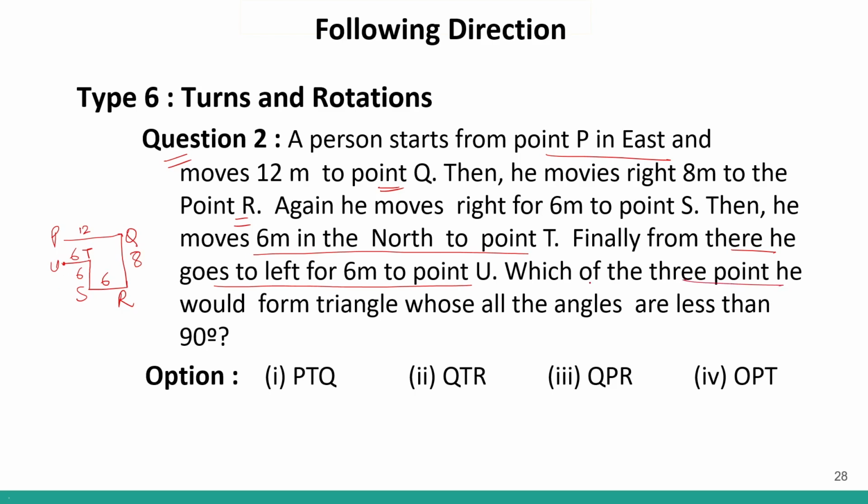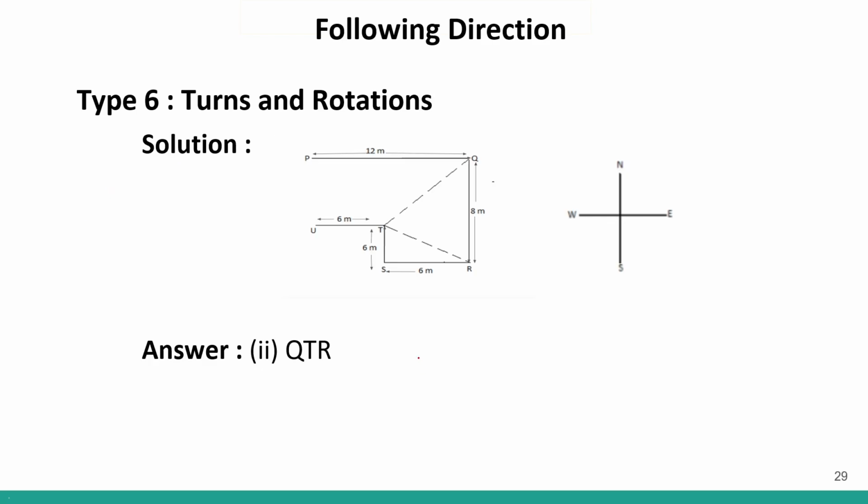Which of the following 3 points would form a triangle whose all the angles are less than 90? So if we look at something like this, in this triangle all the angles will be less than 90 degree. So our triangle will be QTR, which is option number 2. So option number 2 will be the correct answer.